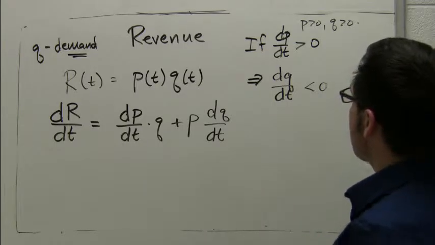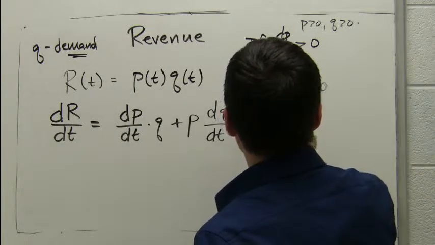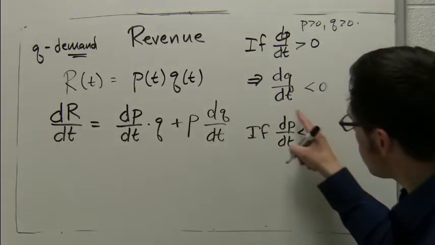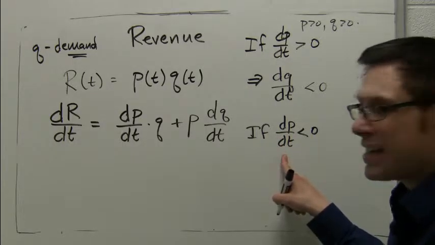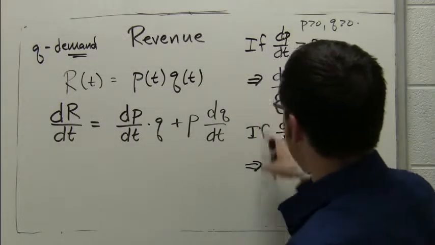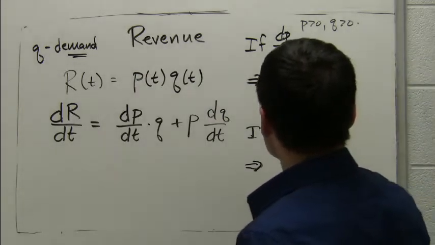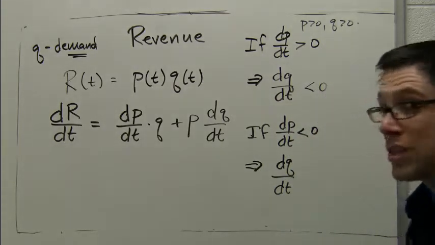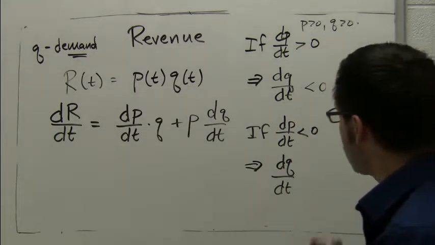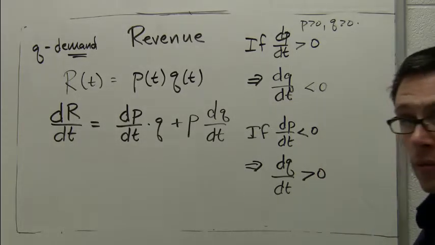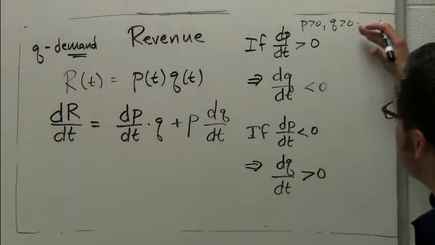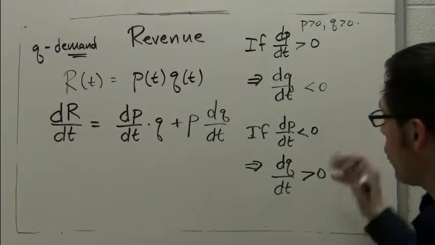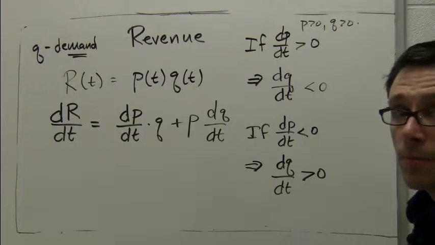The other thing I can talk about is certainly the other way around. If dP/dt is negative, so the price is decreasing with respect to time, price is going down, that implies, this little arrow just means it implies, that the change in demand with respect to time, we already know that if price goes down, demand goes up. So this rate should be positive. And again, assuming that P and Q are both positive, this gives me an idea of how things are working together. They're related. These are related rates.